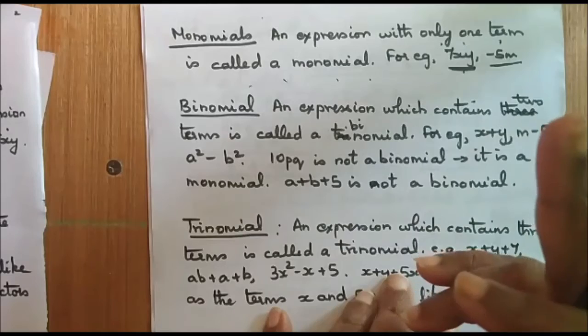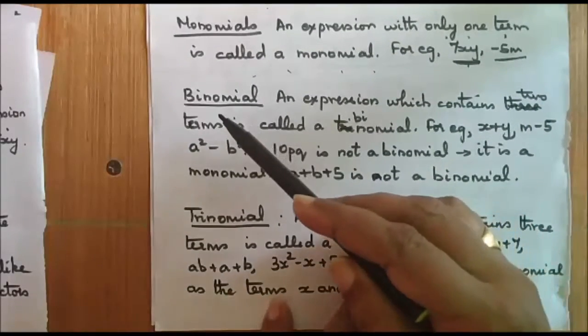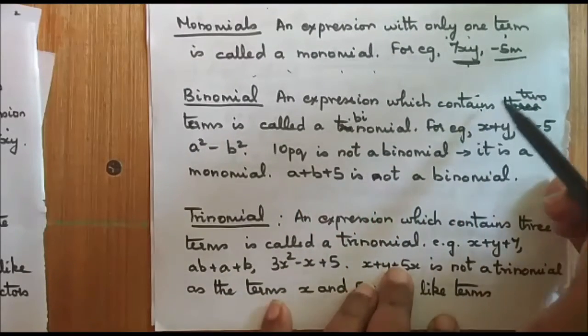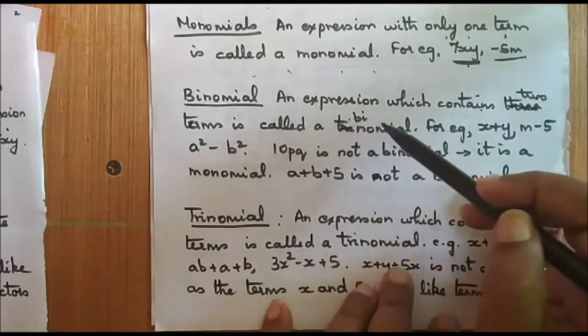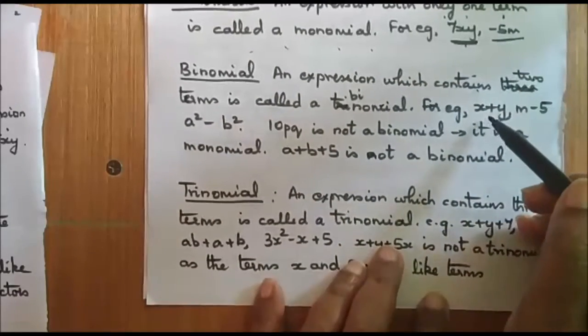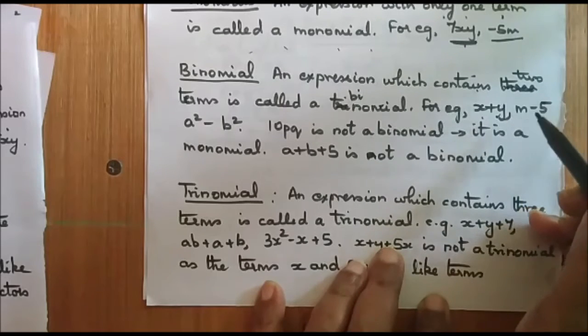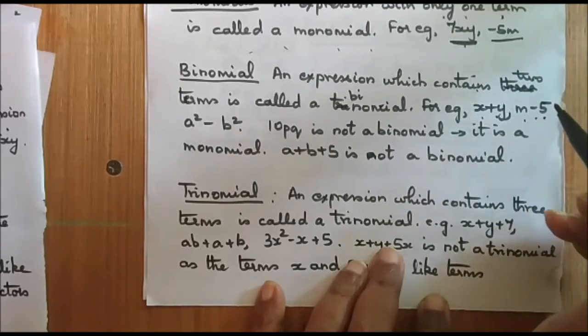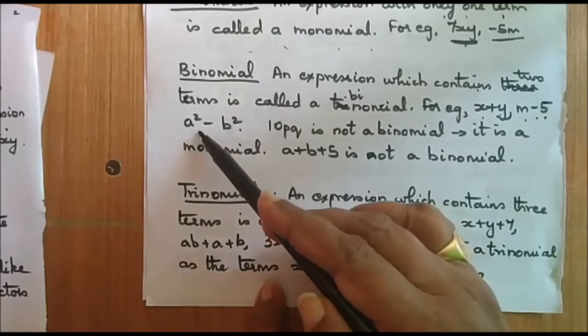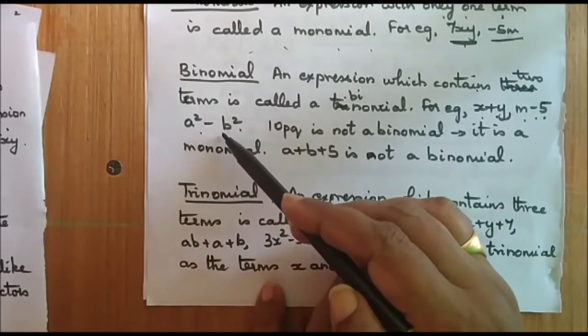Monomial means one term. Similarly, binomial, an expression which contains two terms, is called a binomial. For example, in this expression x plus y, there are two terms. M minus 5, there are two terms. A squared minus b squared, there are two terms.